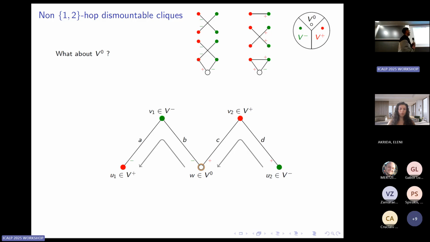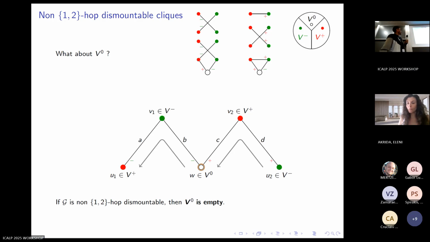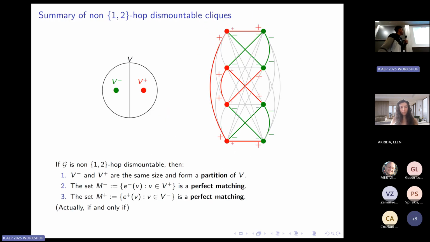But in this case, W is two-hop dismountable because it can reach U1 through its minimum, and it can be reached by U2 starting the path with the maximum. Conclusion: if G is not two-hop dismountable, then V0 must be empty.